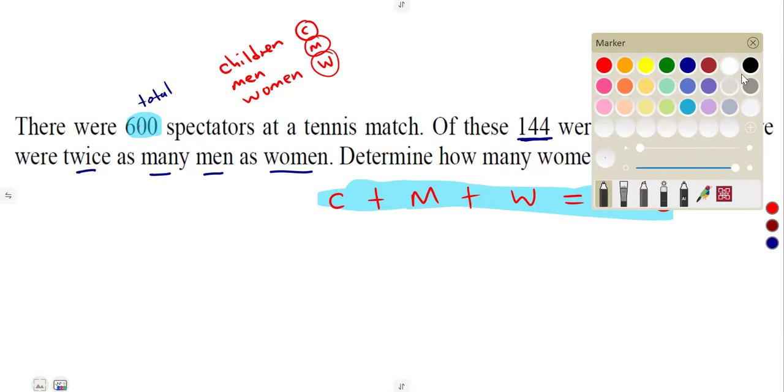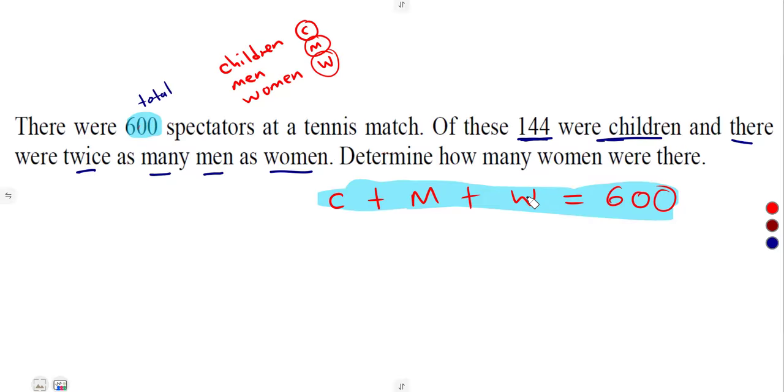All right. So if you understand it was going to be like this, then you must take out the number of children. How many are they? They are given as 144. So C representing children is 144. But there were twice as many men as what? Women.